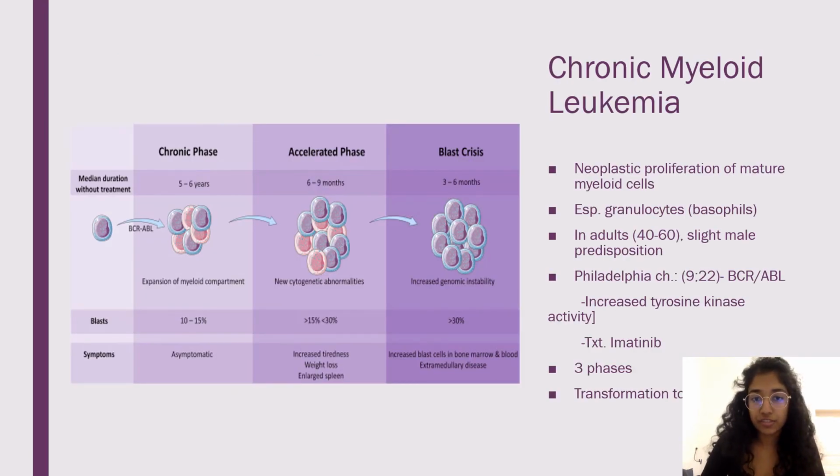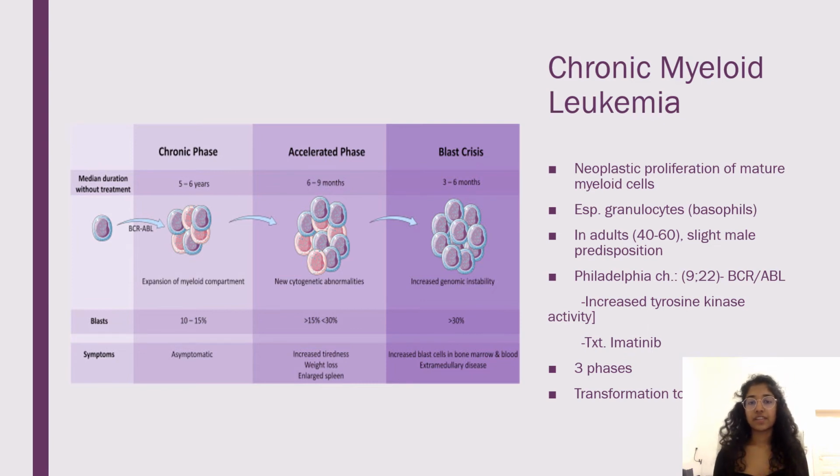Okay, so the first of the myeloproliferative disorders is CML. CML is a kind of leukemia that falls under this because the lineage being affected is your myeloid lineage. And in this case, you have a neoplastic proliferation of the mature myeloid cells, but especially of the granulocytes. And among these, your basophils will have an increase in number. This generally affects adults, specifically in their 40s to their 60s, and it has a slight male predisposition.